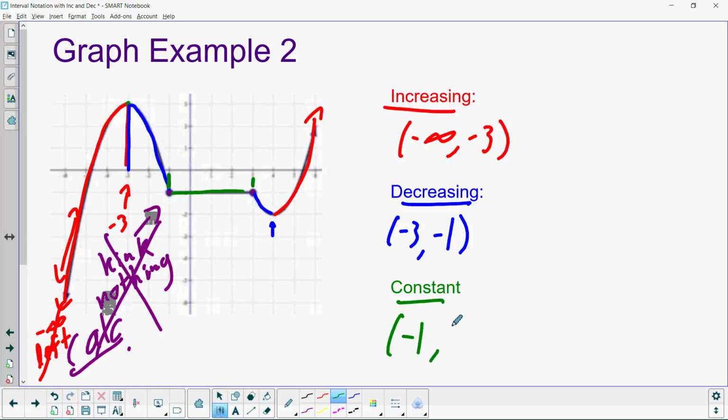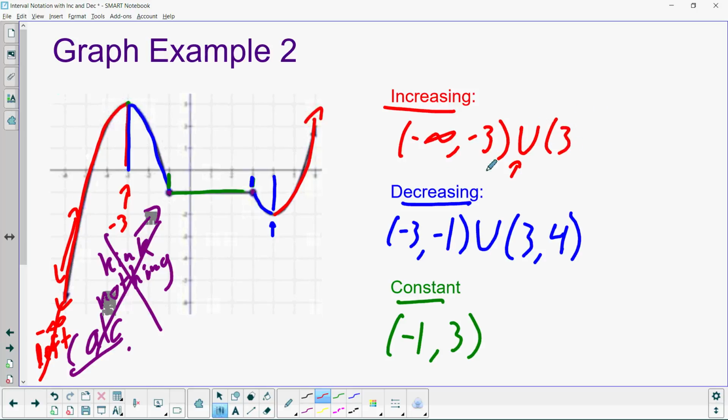So for decreasing, before we put the next section, remember your union symbol. This starts at 3 and then ends at 4. So we're going to go from +3 to 4, parenthesis. Then this section is increasing. So we're going to put a union because we have a new section we need to attach. We're saying and. It goes from negative infinity to -3. And from 3, oh, we hit an arrow here. This means it keeps going forever to infinity. And it's positive because it's on the right side. So, comma, infinity.